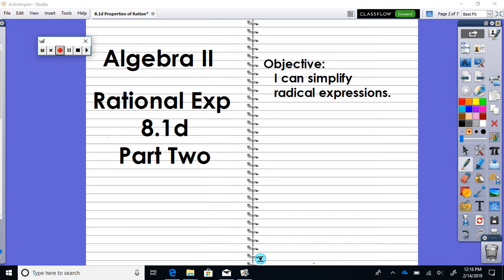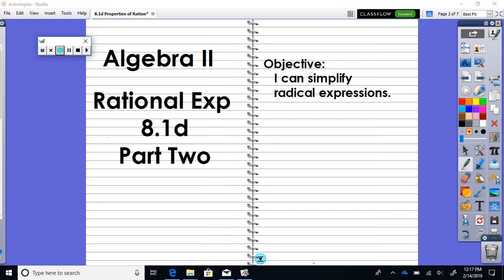This goes with part 2 of simplifying rational expressions. So it was 8.1c and 8.1d that we did with our notes, but part 2 is going to focus on the adding and subtracting of radical and rational expressions. And if you're adding or subtracting, it comes back down to the basics of adding and subtracting in algebra.